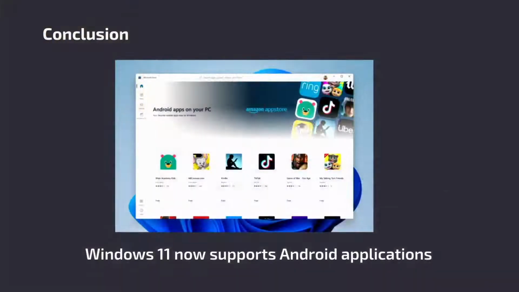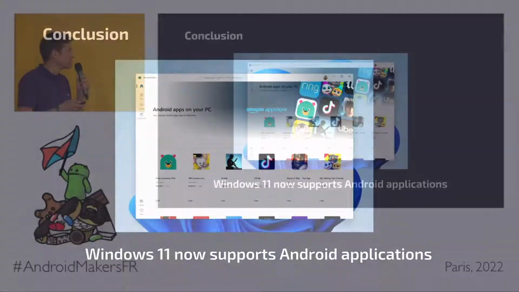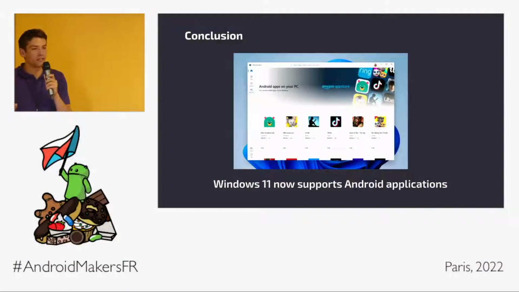One last argument to motivate you to adapt your app for Chromebook, for desktop, is a new release of Windows 11, which can now run Android apps through the Amazon store. So now we have several billions of desktops and laptops which can run Android apps, and we should consider these users to increase our user base.